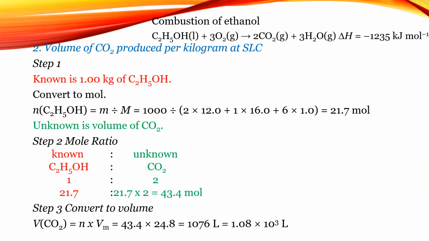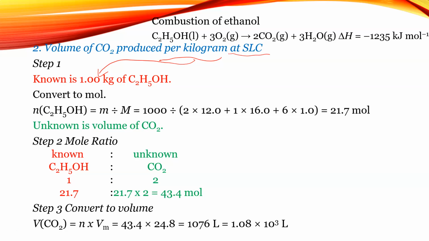Right, so we are continuing the calculations for ethanol, and we're now up to volume of carbon dioxide produced per kilogram. So once again, per kilogram means we're working with 1 kilogram of ethanol. And the carbon dioxide is being measured at SLC. So we use the same values that we had for the previous calculation. So we know we've got 21.7 mole.